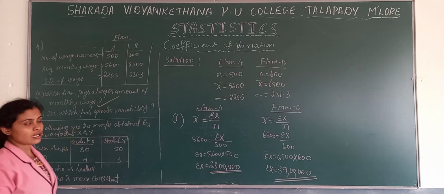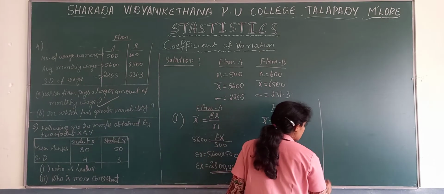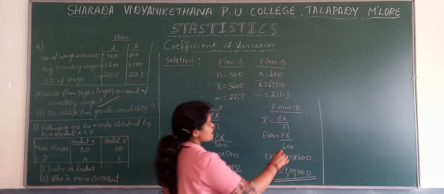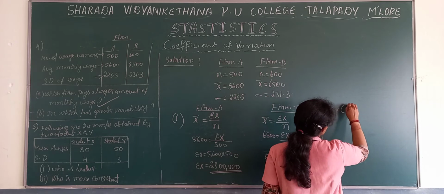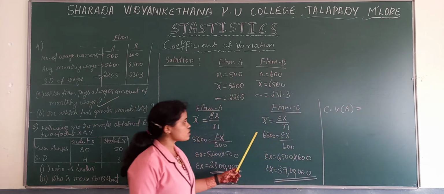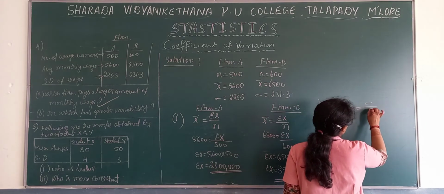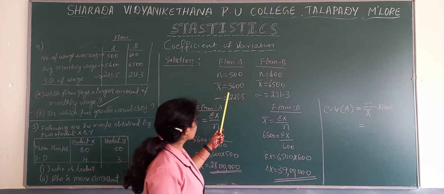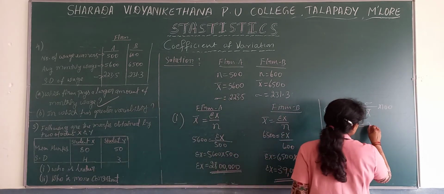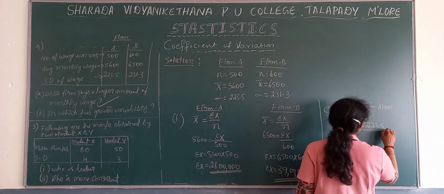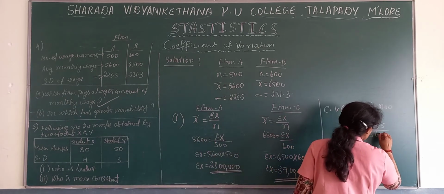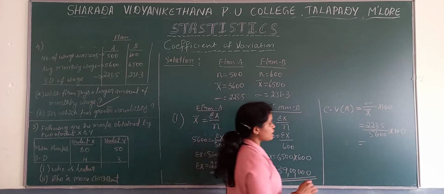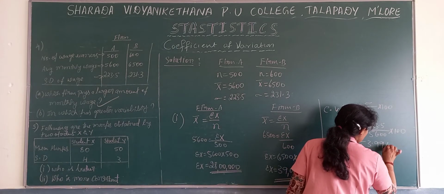Then, in which has greater variability? For that we need to calculate the CV of firm A as well as firm B. So what is the CV formula? CV for firm A is standard deviation divided by arithmetic mean into 100. Here the standard deviation given for firm A is 223.5, divided by mean 5600, into 100. When we solve this, we get 3.99%.